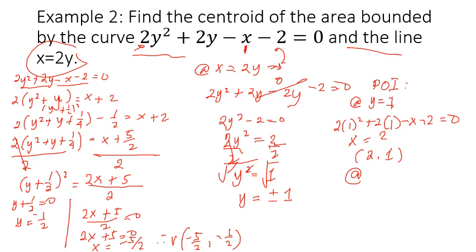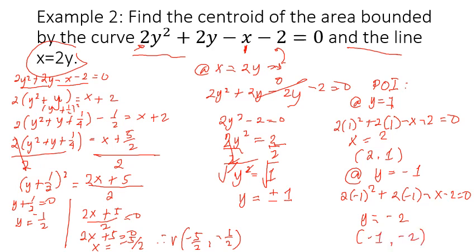So at y is equal to negative 1, that's 2 times negative 1 squared plus 2 times negative 1 minus x minus 2 is equal to 0. Just input this in your calculator and then you will get negative 2 for the value of x. So therefore, another intersection point is (negative 2, negative 1). So we already have the details of our graph, so we could plot it in our Cartesian plane.